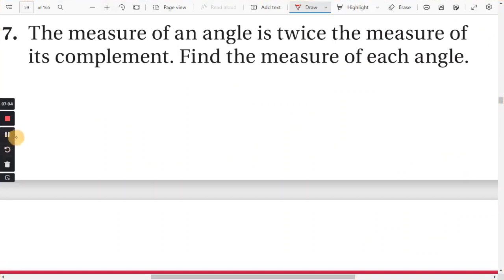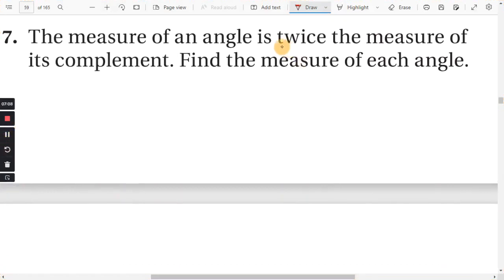Okay, please pause and try number 7 here. It says the measure of an angle is twice the measure of its complement. Find the measure of each angle. Okay, remember the complement, that is 2 angles that add to 90 degrees. So please try that one.